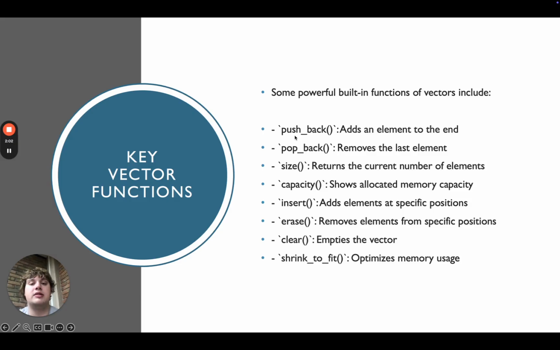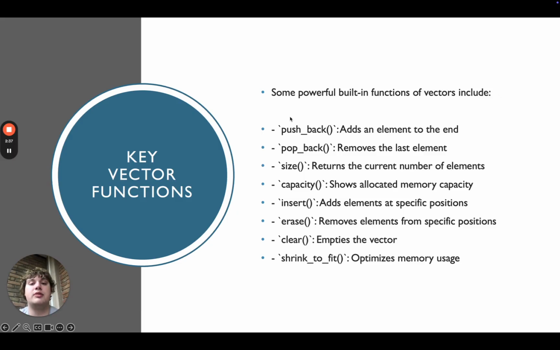Let's talk about some of these key functions. One, we have push_back, which adds an element to the end of the vector, making it easy to grow your collection dynamically. Two is pop_back, which removes the last element, ideal for stack-like operations or cleaning up temporary data. Size returns the number of elements currently in the vector, saving you from manually tracking this yourself. Capacity tells you the total amount of memory allocated for the vector, which is often larger than the current size for efficient resizing. Insert allows you to add elements at specific locations, shifting existing ones as needed.